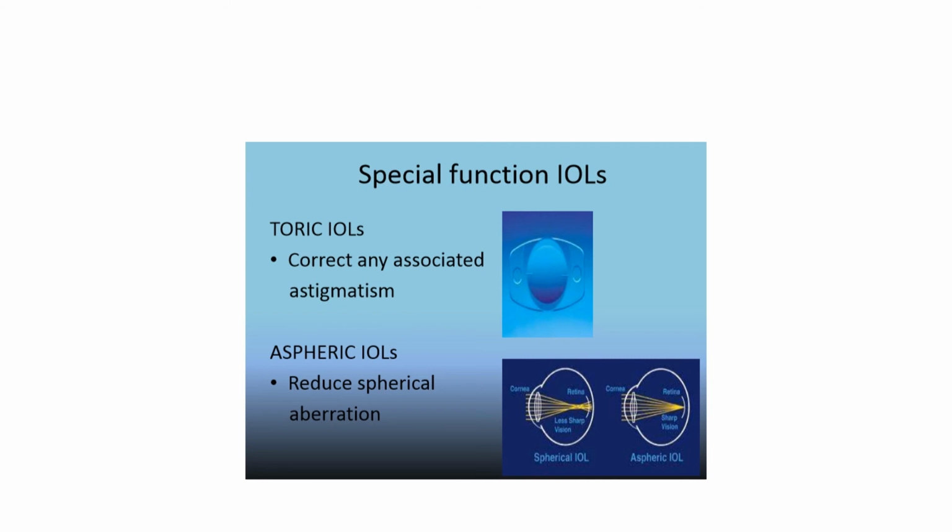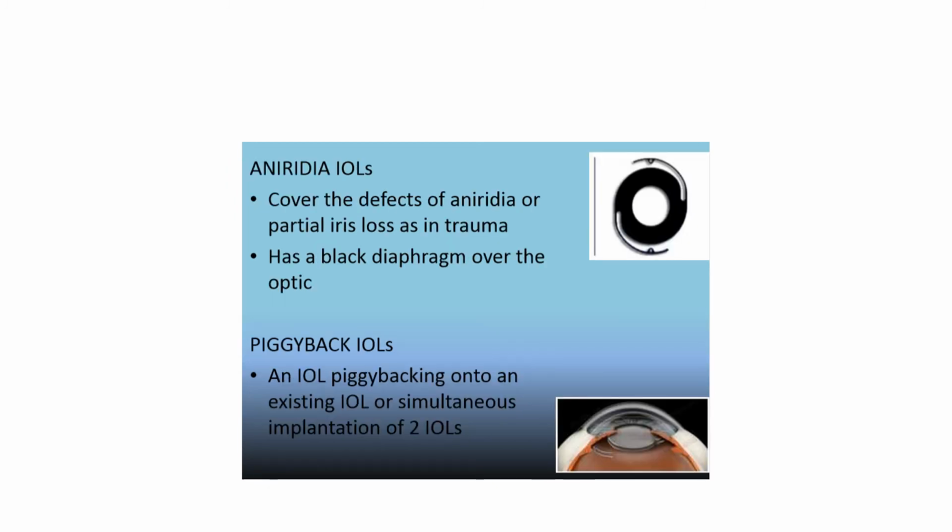Now coming to the special function IOL. There are toric IOLs which correct any associated astigmatism, mainly corneal astigmatism. Then there are aspherical IOLs which reduce the spherical aberration. Aniridia IOL covers the defect of aniridia or partial iris loss as in trauma. It has a black diaphragm over the optic. So here in the picture you can see in the lens there is a ring of black coloration which serves the purpose of iris, and it acts as an aniridia IOL.